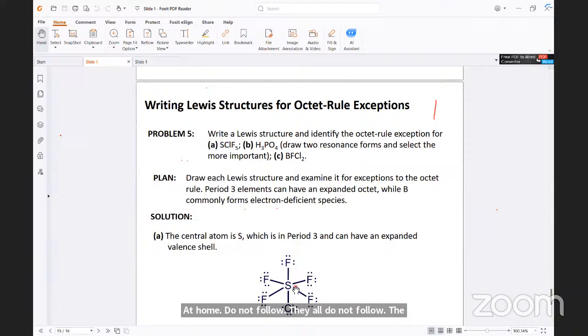Sulfur here, as you see, has 1, 2, 3, 4, 5, 6 bonds. And those 6 bonds, each is an electron pair, making a total of 12 electrons. And that violates the octet rule because sulfur can experience an expanded structure.